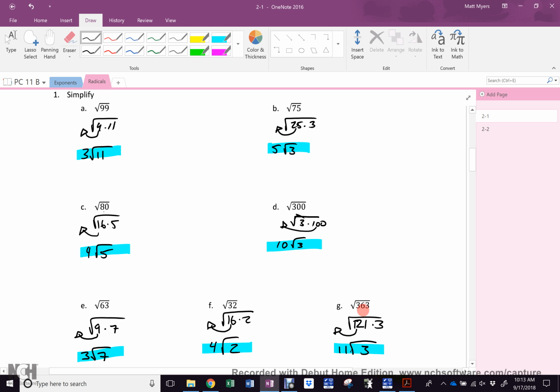And also, being comfortable with multiplication, I can see that 363 will divide by 3, yes? 121 times 3 is 363. 121 I know is a perfect square. So out comes the 11, and I left the 3 under. Everybody is good? Excellent.